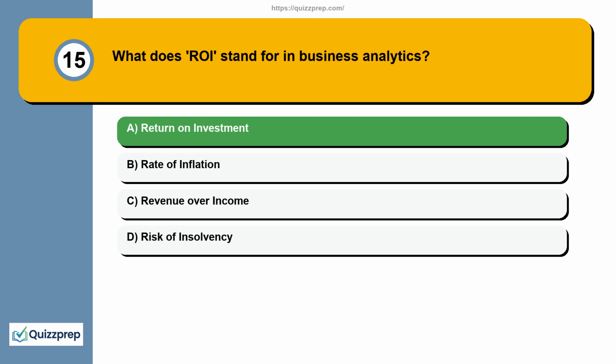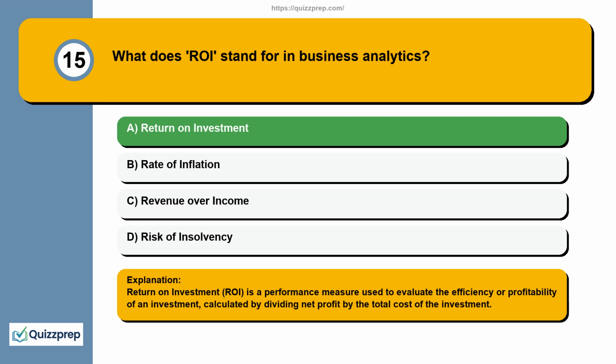The correct answer is option A. Return on investment. Explanation. Return on investment, ROI, is a performance measure used to evaluate the efficiency or profitability of an investment, calculated by dividing net profit by the total cost of the investment.